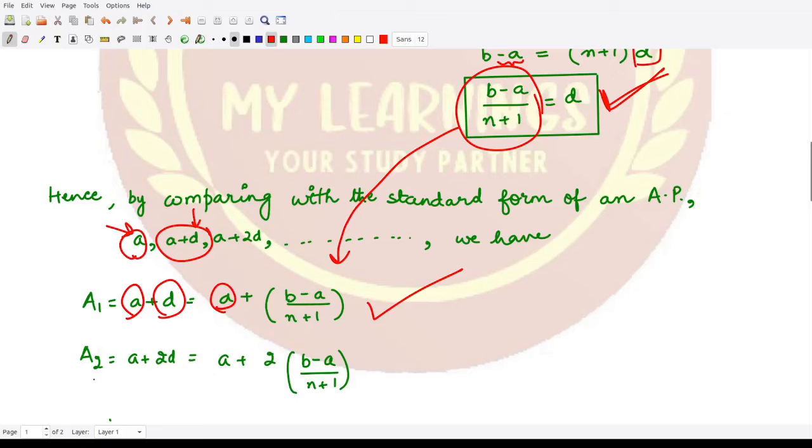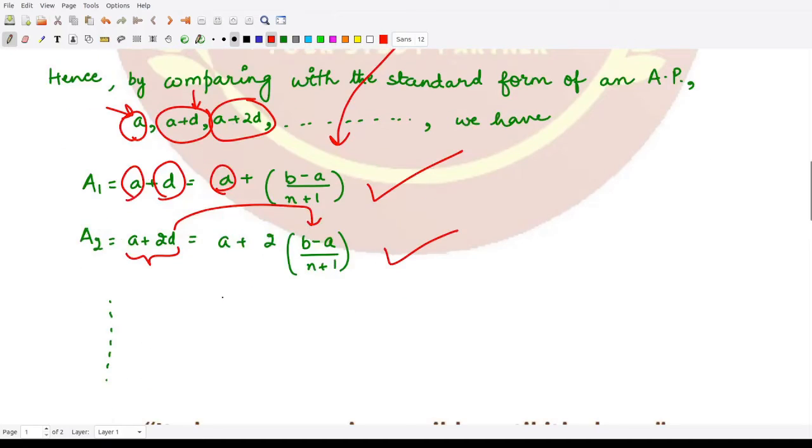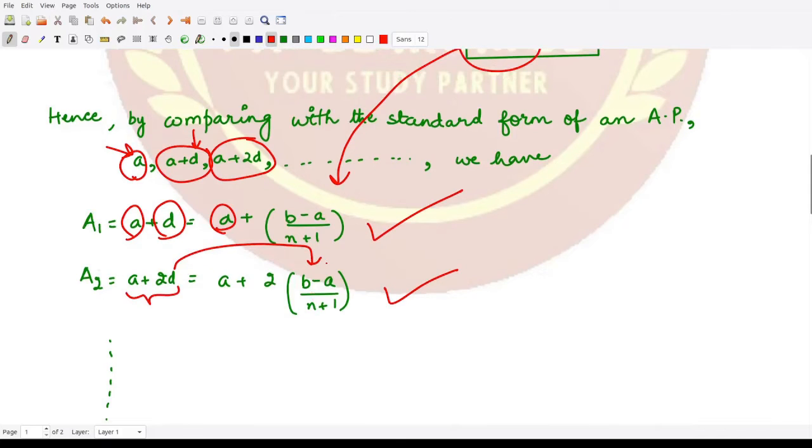Next we can similarly calculate the value of A2. On comparing, you get the value of A2 as A plus 2D. Now you can substitute the value of D here. So this is your A2. In a similar manner, you can compare and calculate each of A3, A4, A5, A6, A7, A8 and so on up to AN. Right? So this is the formula in general.